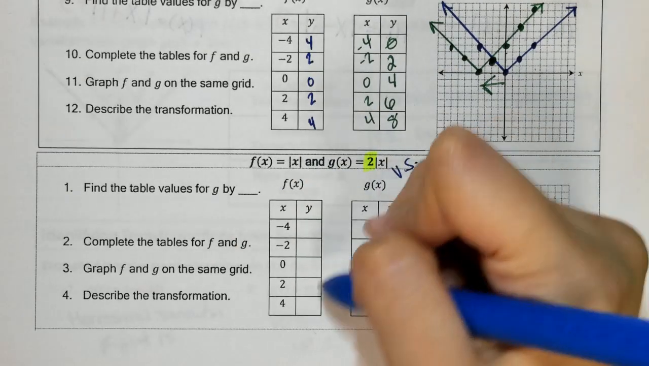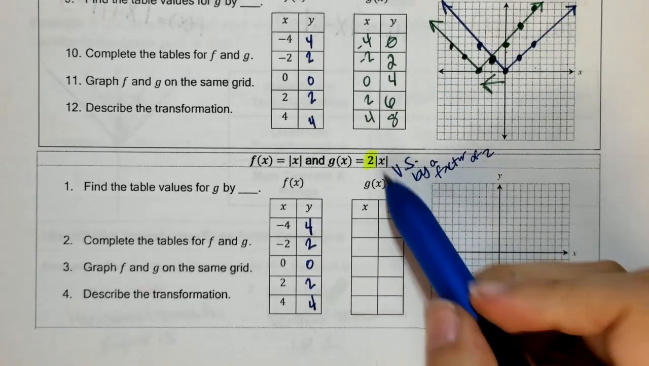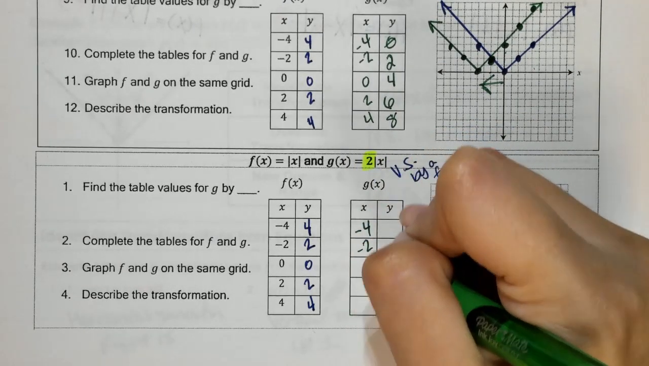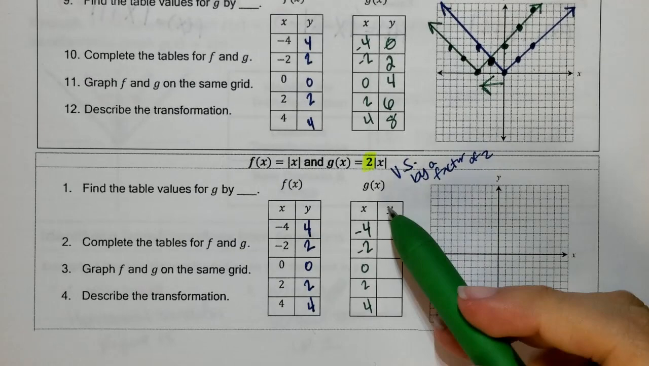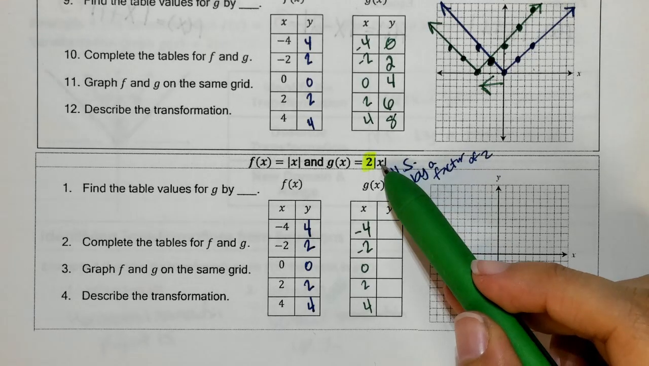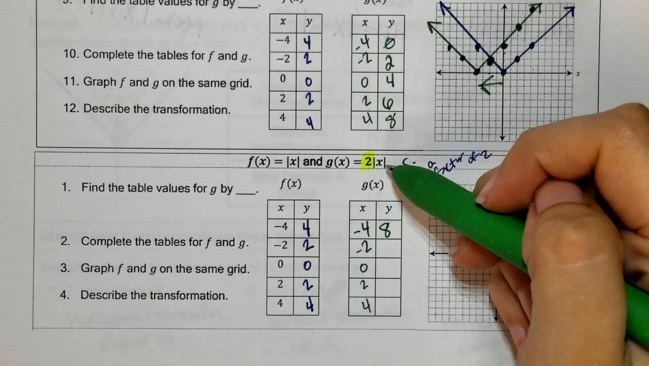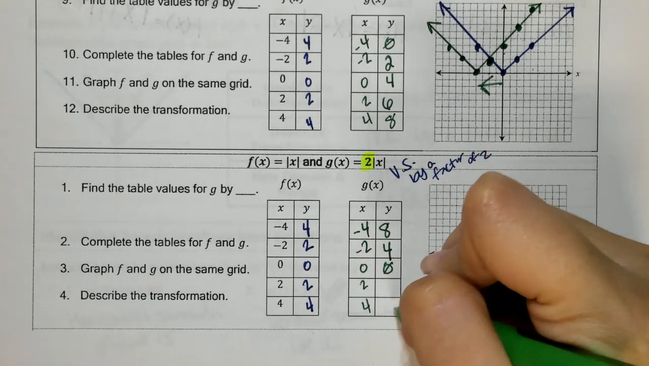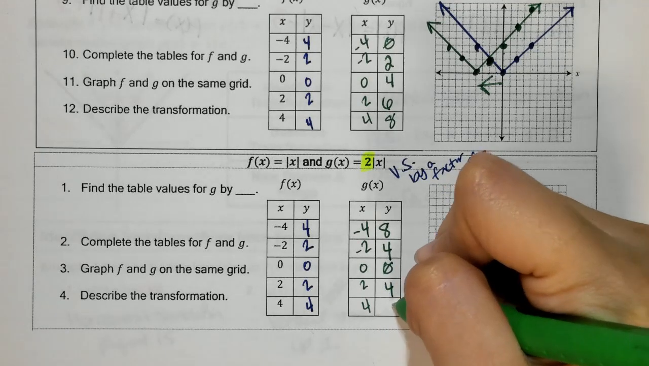So first off, let's put in my original values. My original graph, same thing as before, everything will become positive. Let's use -4, -2, 0, 2, 4. I'm going to plug -4 into my absolute value bars. The absolute value of -4 is 4, times 2 is 8. Absolute value of -2 is 2, times 2 is 4. 0 times anything is 0. Absolute value of 2 is 2, times 2 is 4. And absolute value of 4 is 4, times 2 is 8.